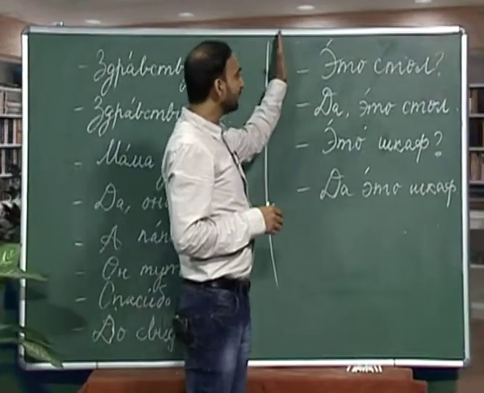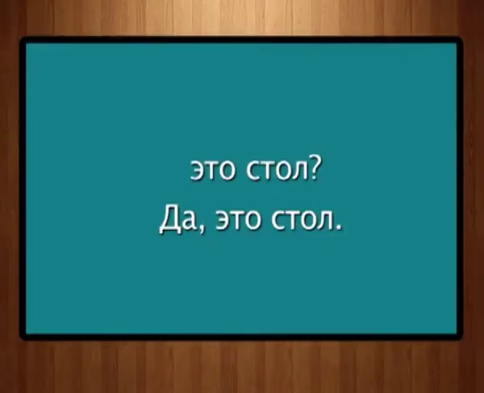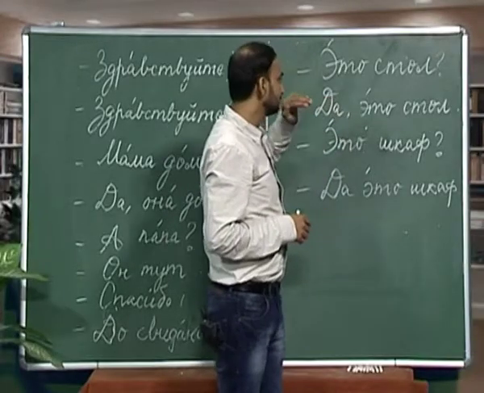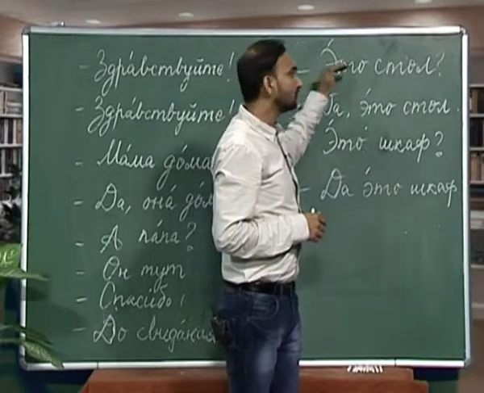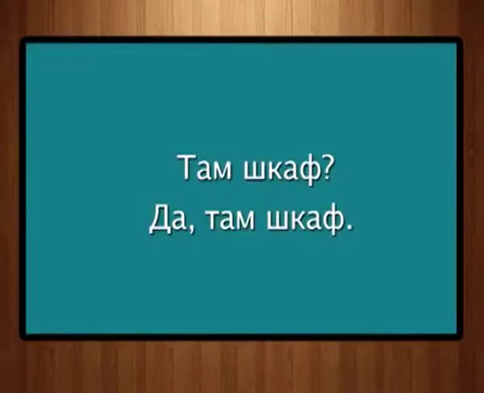Let us move on to our next dialogue. Это стол? Да, это стол. I'll repeat it once again. Это стол? Да, это стол. Это шкаф? Да, это шкаф.